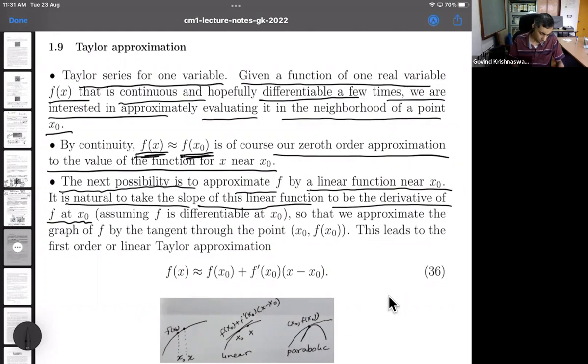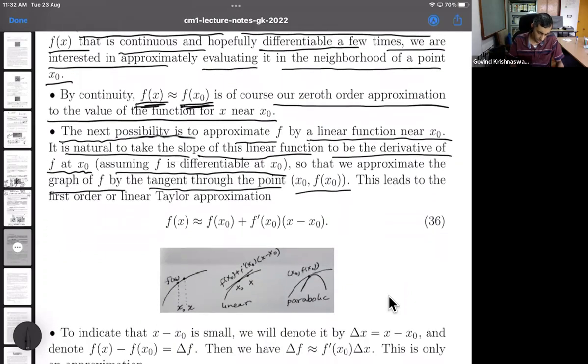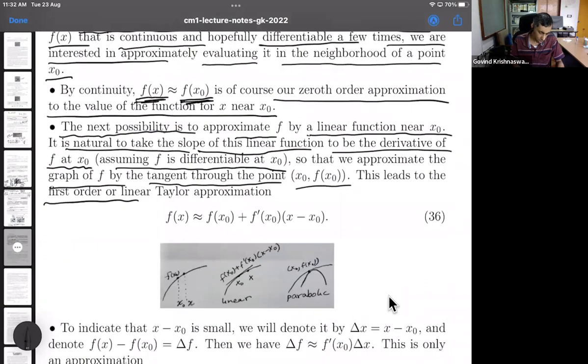Yeah, so assuming f is differentiable at x naught, we will approximate the graph of f by the tangent through the point x naught comma f of x naught. Okay, so this leads to the first order or linear Taylor approximation, which I have written here. F of x is approximately f of x naught plus f prime of x naught times x minus x naught. Okay, so this is an approximation. If you want to improve, you will have to add more terms.